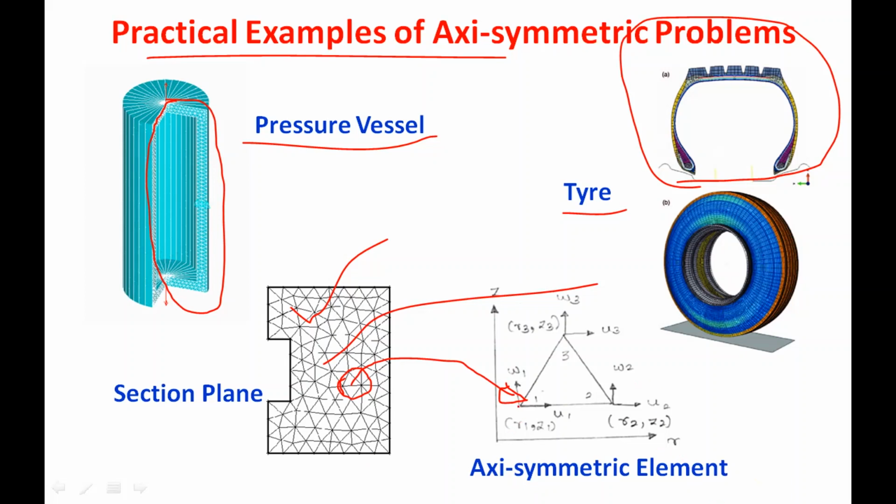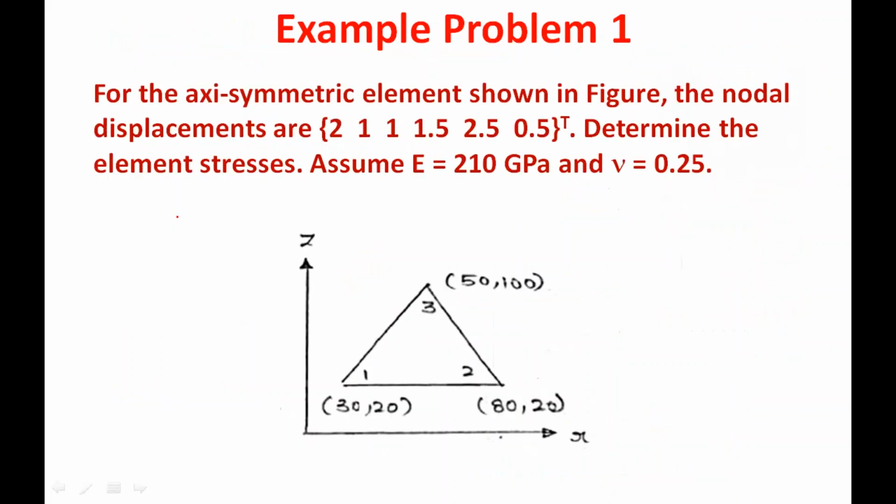That element will have 2 degrees of freedom at each node. This is a constant strain triangular element. The nodal parameters are U1 W1, U2 W2, U3 W3, and the nodal coordinates are R1 Z1, R2 Z2 and R3 Z3, because this element is placed on the RZ plane. The theta direction is neglected for the axisymmetric problem. We are going to solve only the element level problem in case of plane stress, plane strain or axisymmetric condition. Let us go to the example problem.